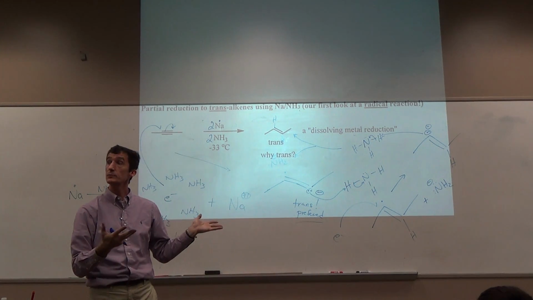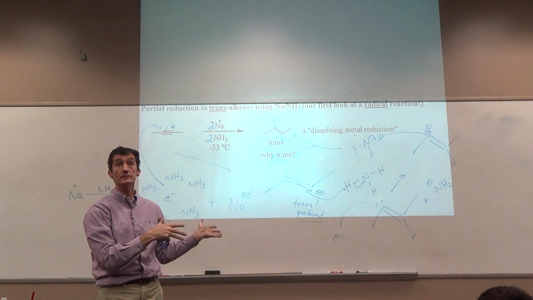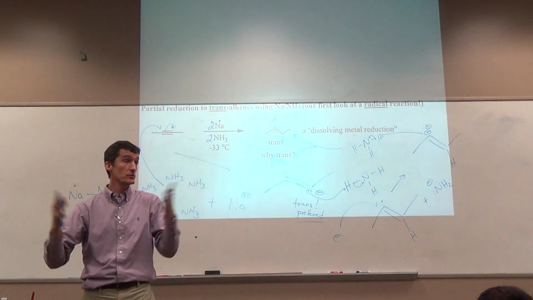Why don't you get trans with dehydrogenation? Because you don't have the option. Because the H's come in from the same side. Boom, there was no option.